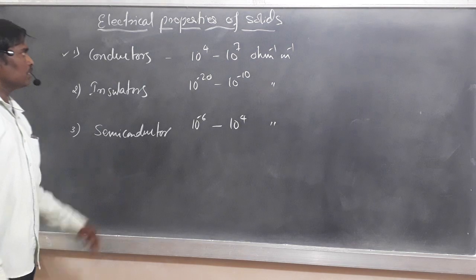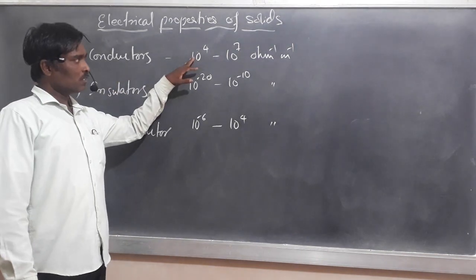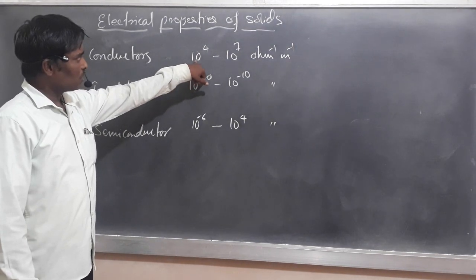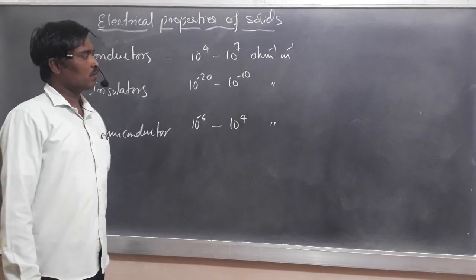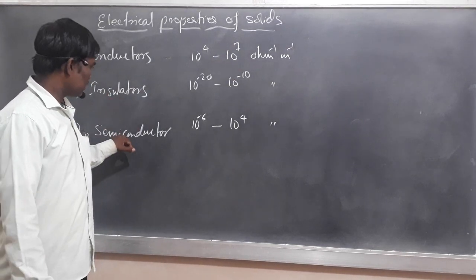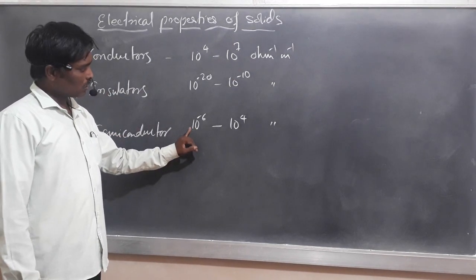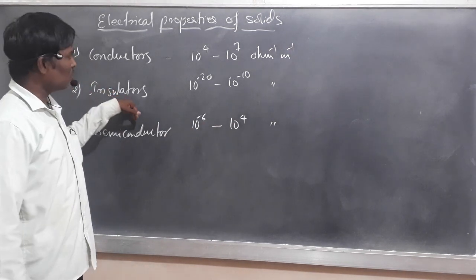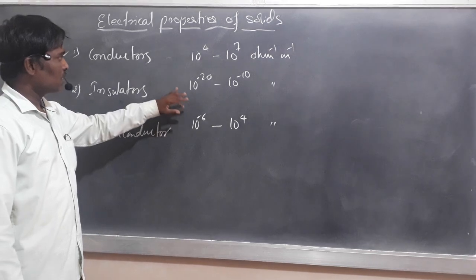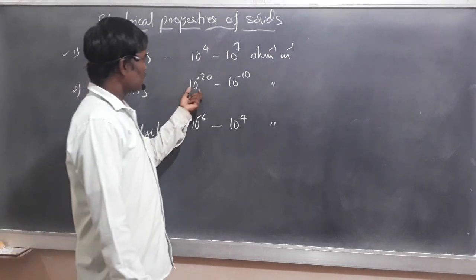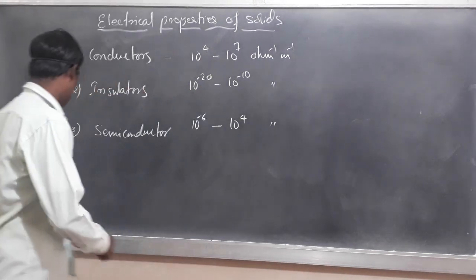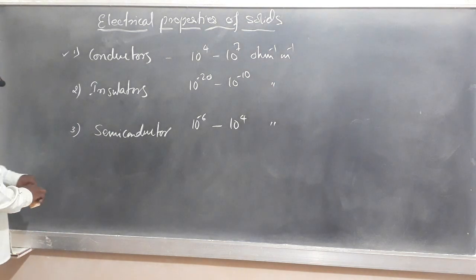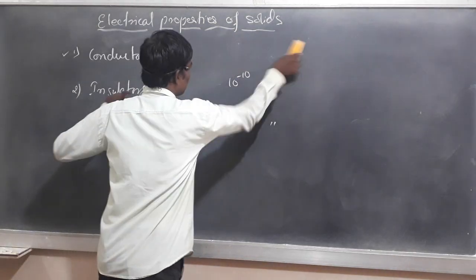So the conductivity of conductors is in the range of 10^4 to 10^7, and semiconductors have conductivity of 10^-6 to 10^4, whereas insulators do not conduct electricity, with conductivity of 10^-20 to 10^-10.